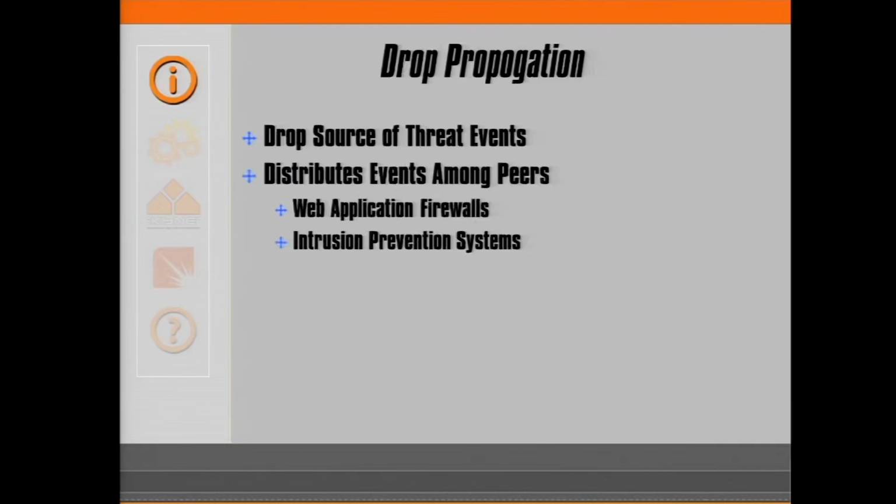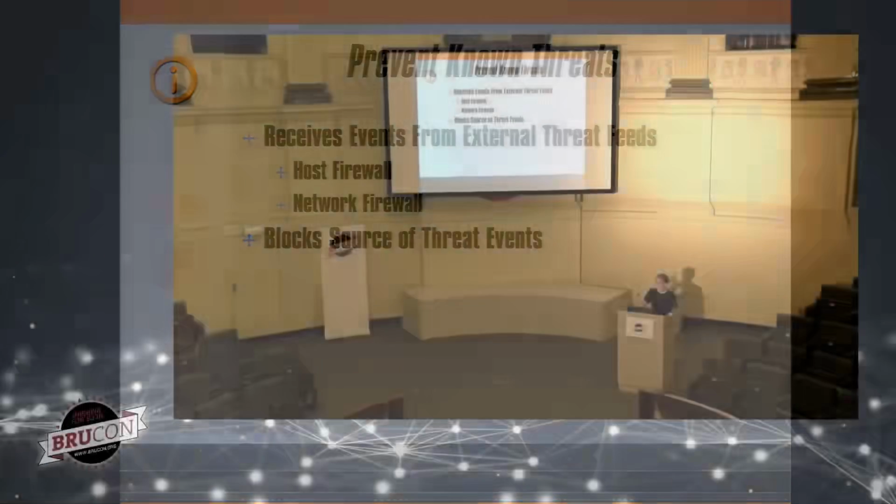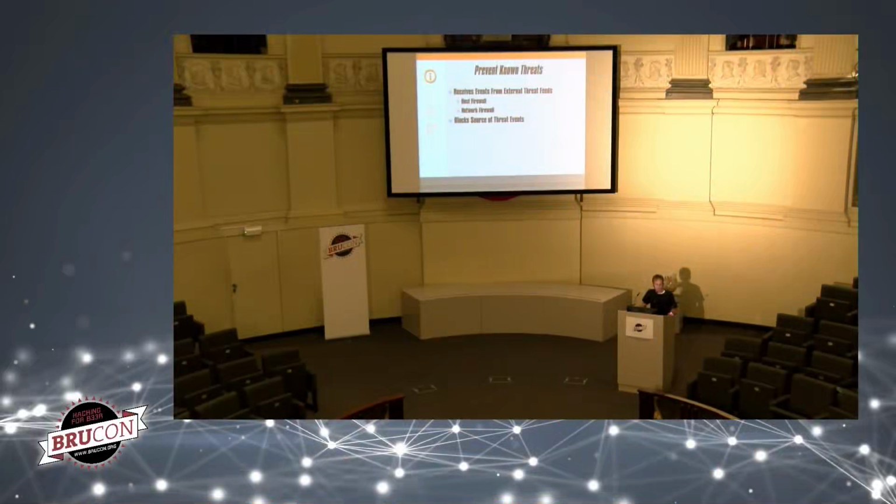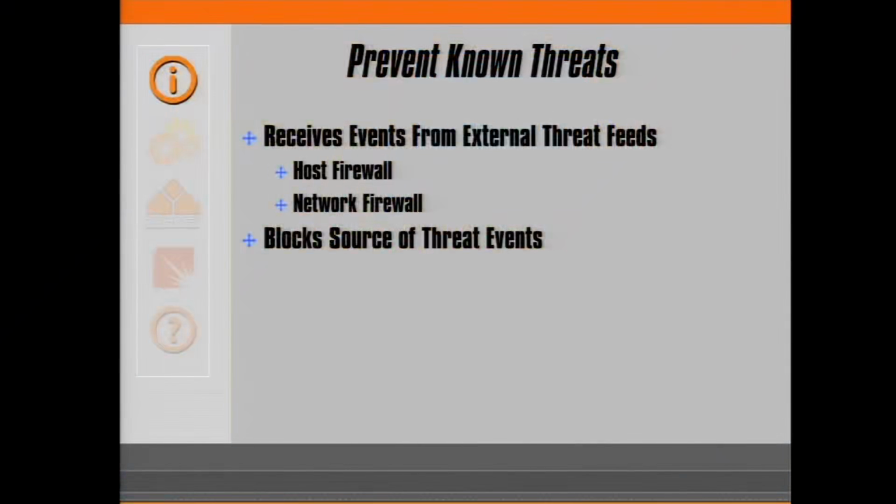Drop propagation. Drop source of threat events. Web application firewalls, intrusion prevention systems can distribute events among peers so that events that they have seen, threats that they've dropped, other web application firewalls, other IPSs can then also drop that threat. Prevent known threats. Host firewalls, network firewalls, receiving events shared amongst peers, or actually shared with an external third party, can block sources of threat events. Lots of publicly available threat feeds.